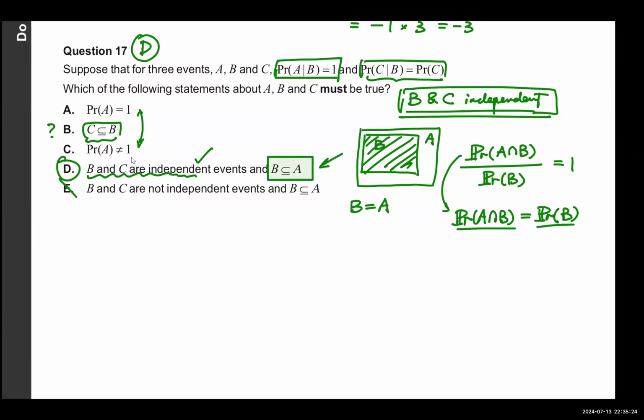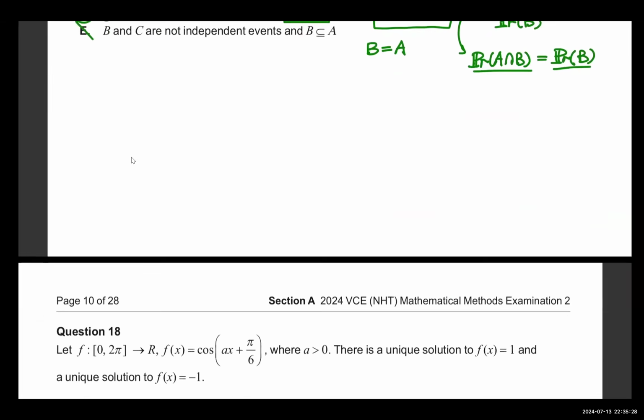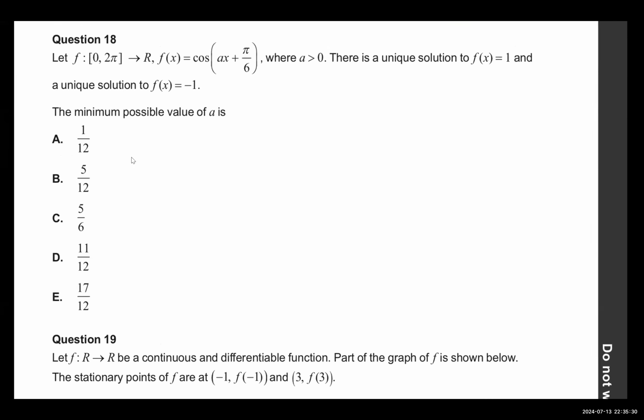Now, if you look at the rest, 3 questions, they're supposed to be challenging. Question 18. f of x equals cosine of (ax plus pi over 6), a is greater than 0. And there is a unique solution to f of x equals 1 and a unique solution to f of x equals negative 1. We would like to find the minimum possible value of a.